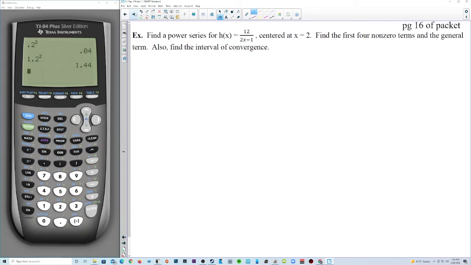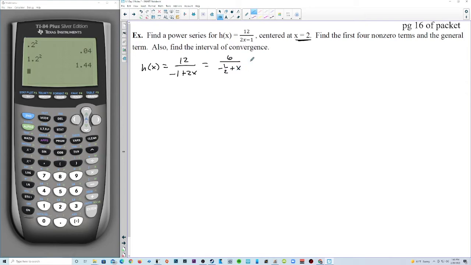Find a power series for this one centered at x equals 2. That's going to make it a bit of a challenge. Find the first four non-zero terms and the general term. Also find the interval of convergence. Let's write this as 12 over -1 plus 2x. I'd really like to get rid of that 2, so let's divide everything by 2. So this is the same as 6 over -1/2 plus x.